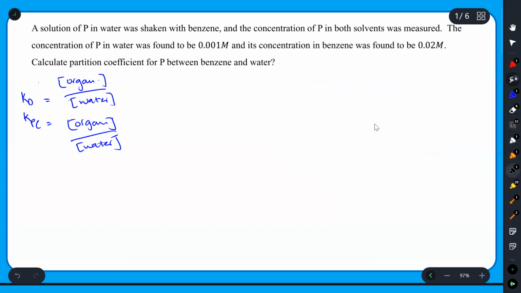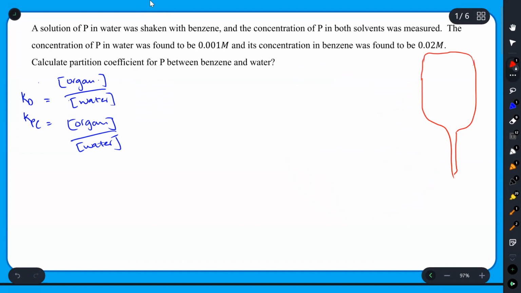So a solution of P in water was shaken with benzene. So basically, you have a separating funnel, and forgive my terrible drawing, but let's say you have a separating funnel and you have water in it first. So your first layer is water and you have a solute P in water, all right? So you'll have a certain amount, probably 5 grams. Now, when you add an organic solvent like benzene to it, what is going to happen is an equilibrium will be set up between both layers.